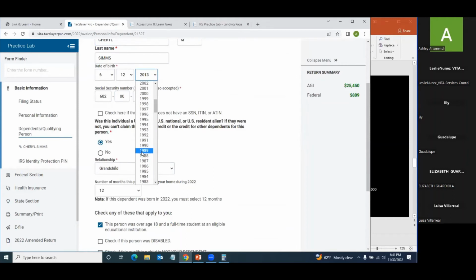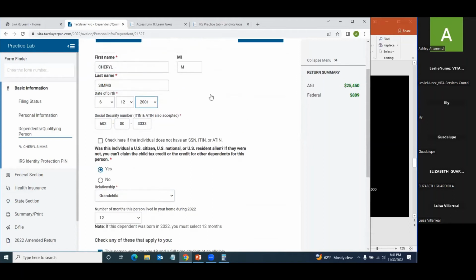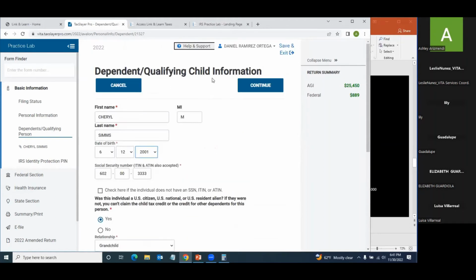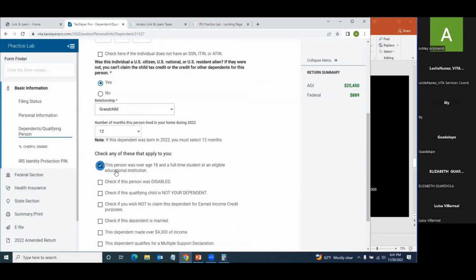2001. Yeah. So you want us to go ahead and go back? Yes, so that way you could see the difference, how it works. Go back to the dependent qualifying child information. You can click here on the side, go to basic information and then click on dependents. We would change her date of birth to 2001. And then we would click on the first, this person was over age 18 and full-time student.